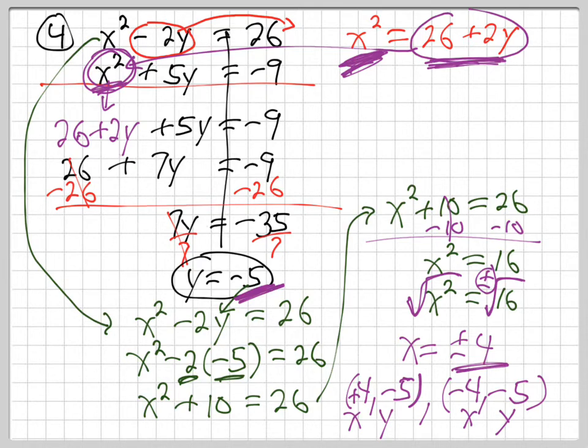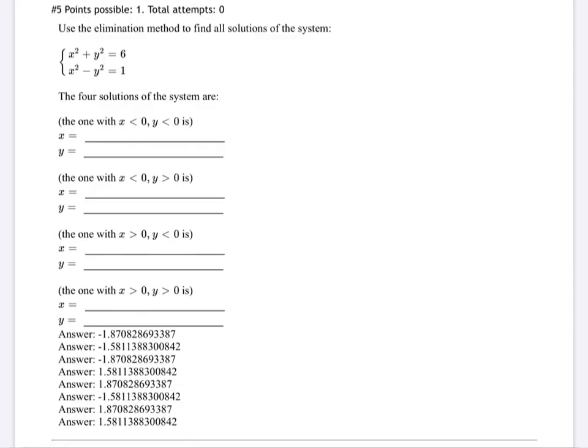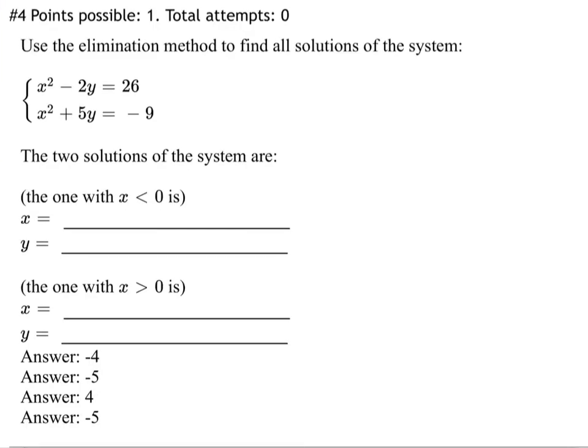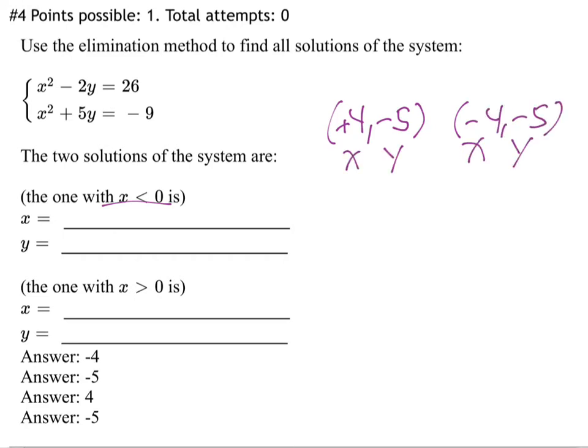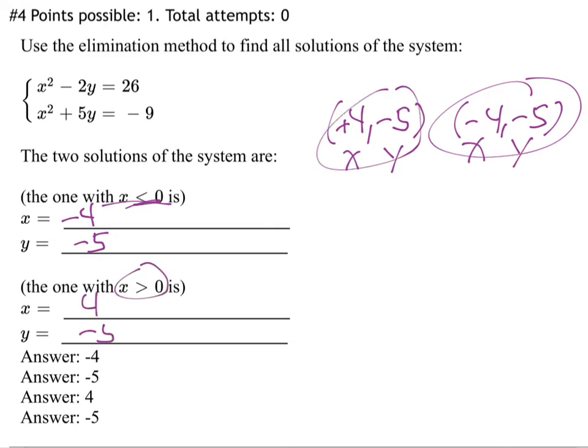See how they want us to enter these. So on number 4 here, they're saying do the one with x less than 0. So the two answers I got are plus 4, minus 5 and minus 4, minus 5, xy. So they want the x value less than 0, so that would be this one, minus 4, minus 5. Then they want the x value greater than 0, that would be this one, plus 4, minus 5. There we go.